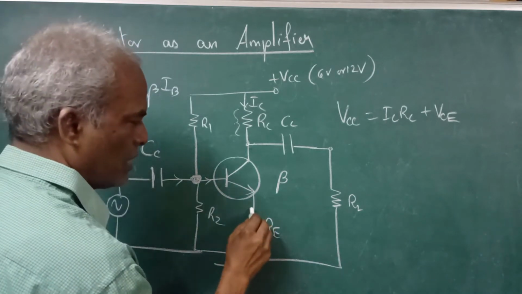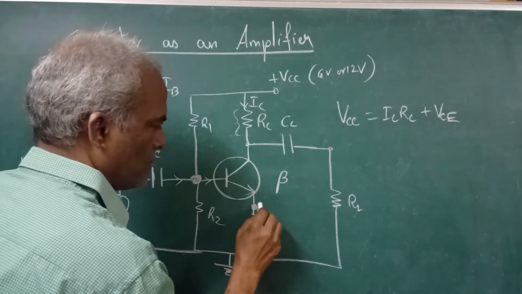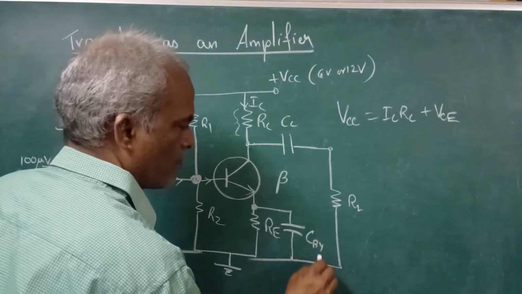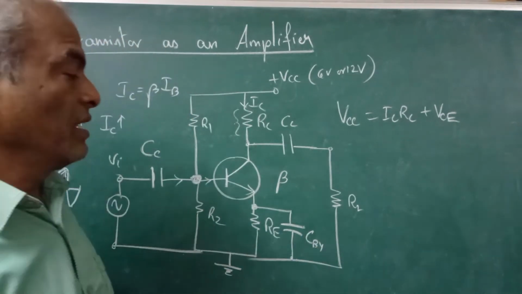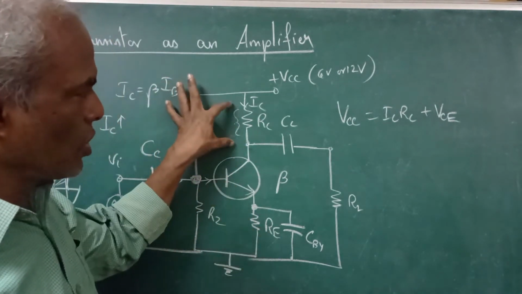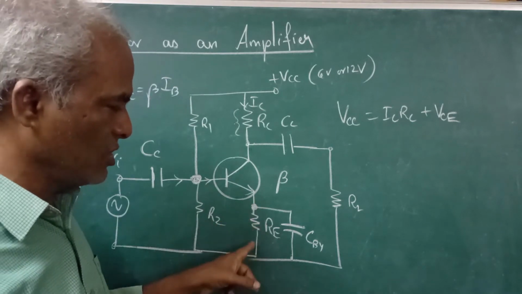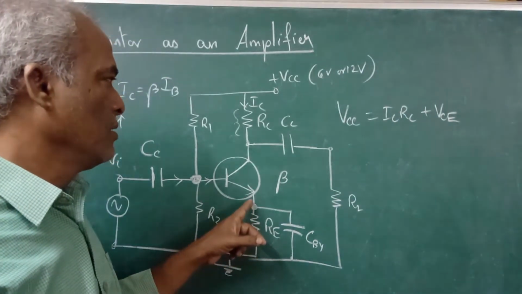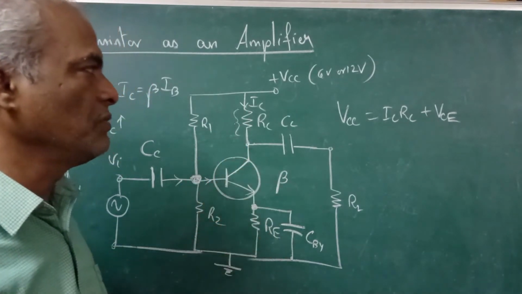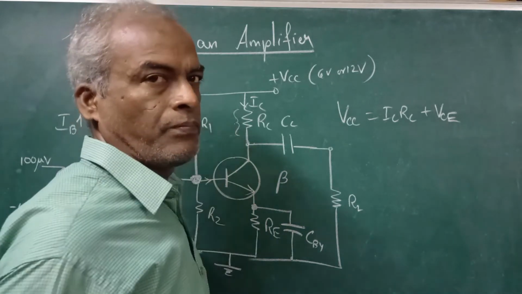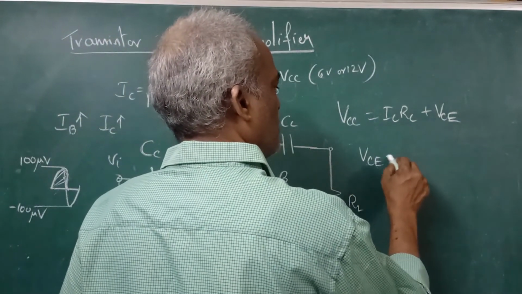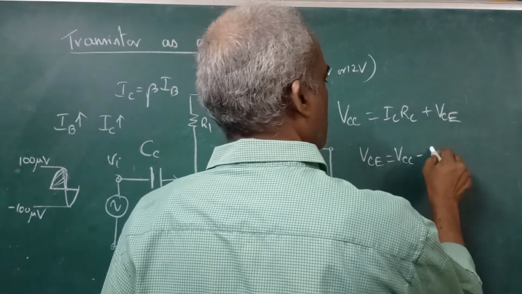plus actually there will be one component here, that is the bypass capacitor. This is called C bypass, to increase the AC gain. So when you go for the analysis, this is bypass, so this will act as a short basically. So this drop plus this drop, that is VCE, equals VCC, right? Okay, now what is VCE?